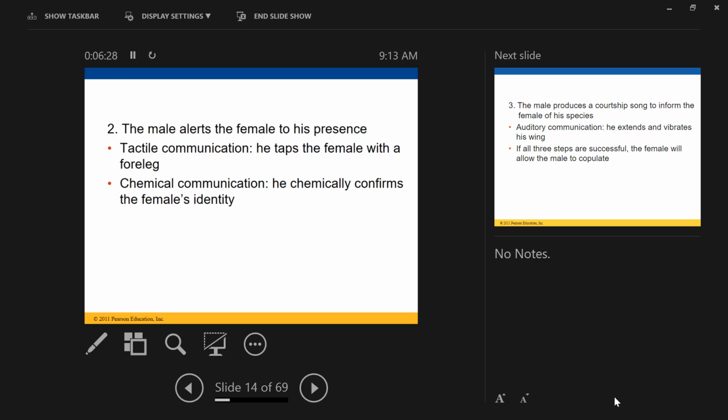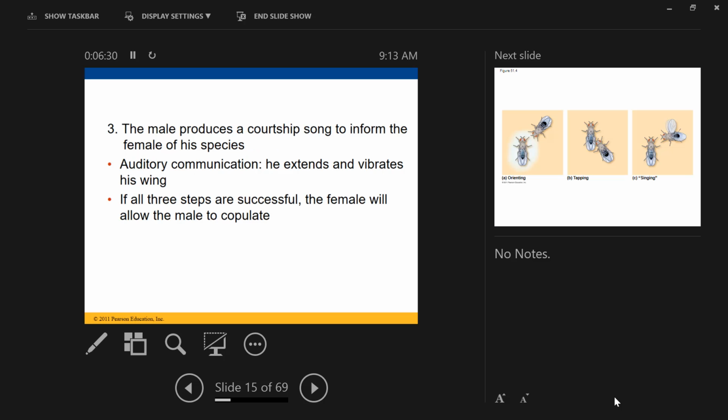Step 3. The male produces a courtship song to inform the female of his species. He sings a species-specific song, auditory communication. If all 3 steps are successful, the female will allow the male to copulate.